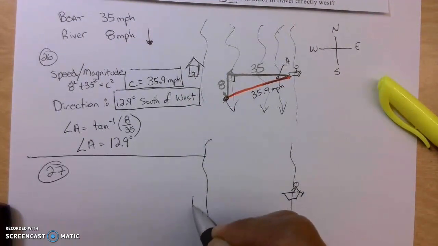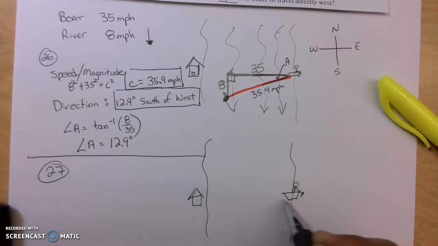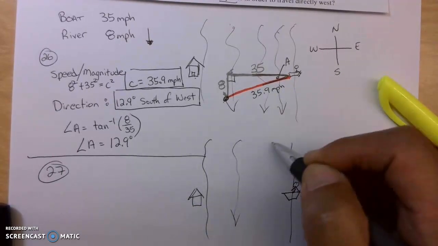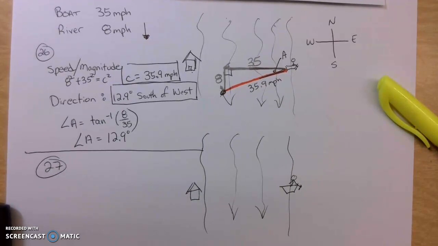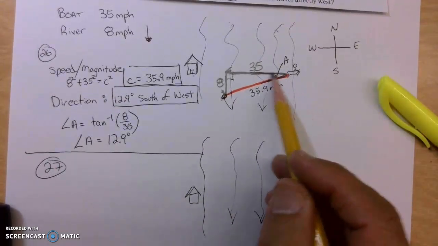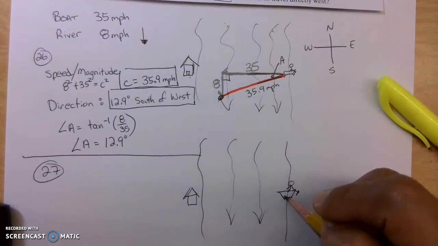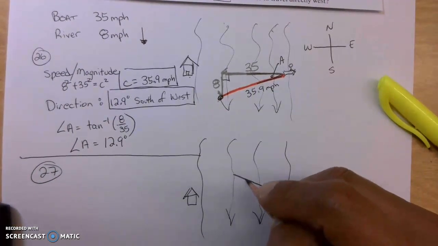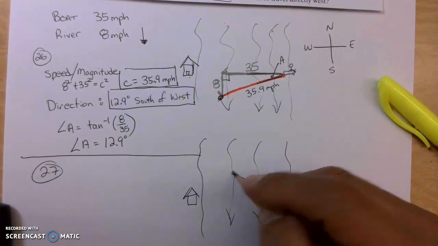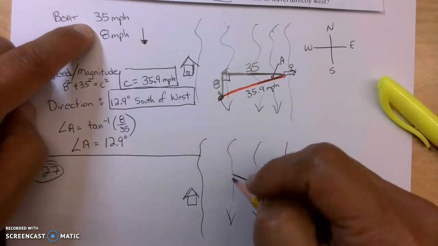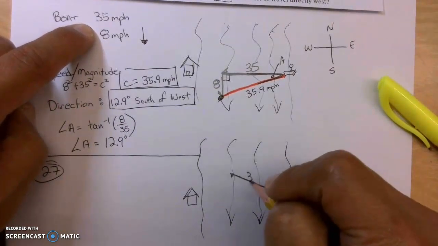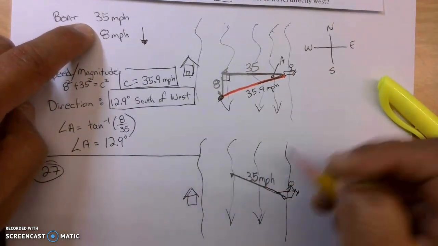And he sees the house directly west of him, but he also knows there's a current. So instead of going directly west like the previous problem, he's going to steer this boat up a little bit. That's the magnitude of this boat, 35. That's the speed, so I'm going to put 35 miles per hour.